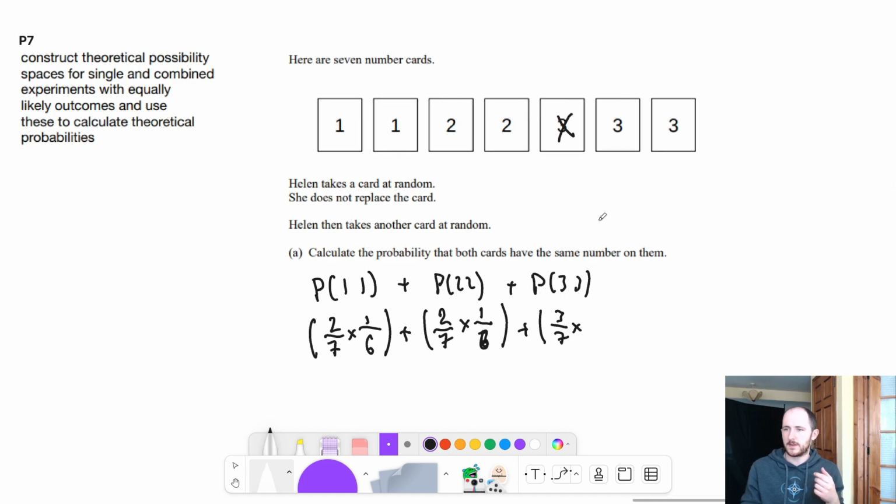And then I've taken one of the 3s away, so now there's 2 out of 6 3s. And you'd add those all up, okay? Again, if you ever get a fraction that's bigger than 1, you know you've done something wrong. So let's work this out.